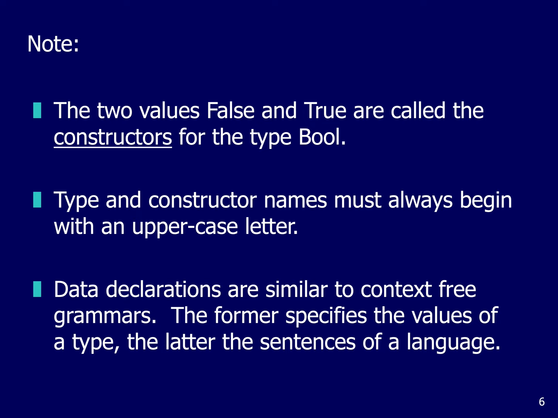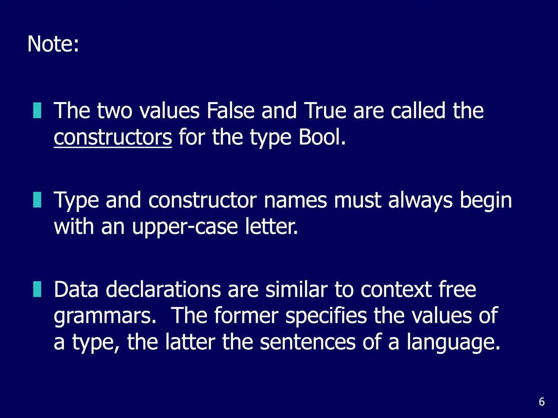So some of you watching this video may already have studied parsing and grammars and things like that in computing, and you know a bit about context-free grammars. If you're taking this course in Nottingham, I don't think you've probably seen context-free grammars yet, but when you come to see them, what you'll find is that there's a connection with the data type declaration mechanism. And the connection is that the data type declaration mechanism specifies the values of a type, whereas the context-free grammar mechanism specifies the sentences of a language.